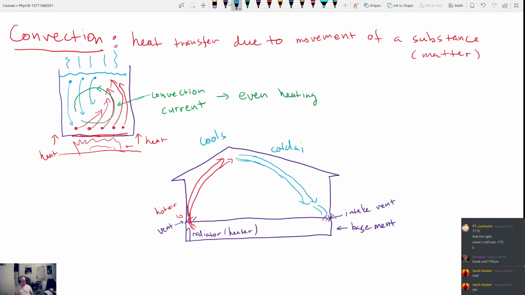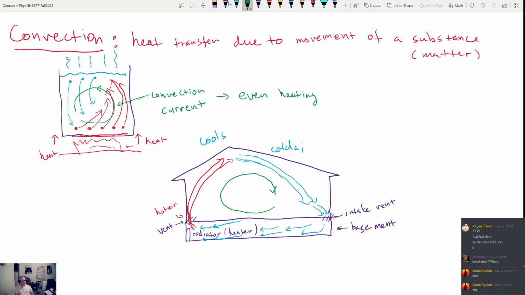Cold air is going to flow back into here, into the intake vent, back into your basement, where it might be carried along some pipes or something like that, until eventually it makes its way back over here to your radiator. And when it does, what's the radiator going to do? It's going to heat it up, and then it's going to pump it back into the room. And now we again get a convection current. And the convection current looks something like this.